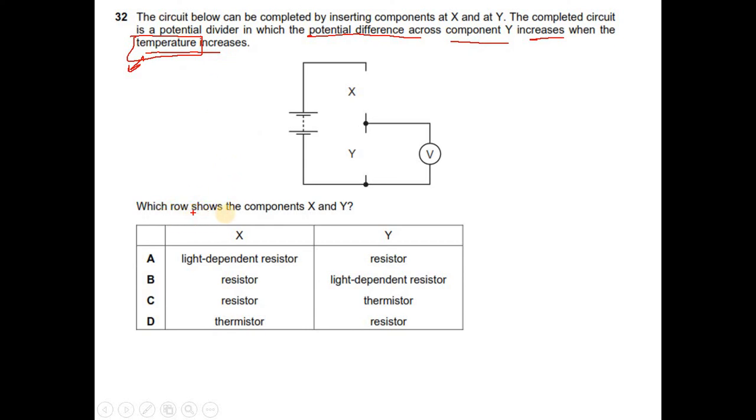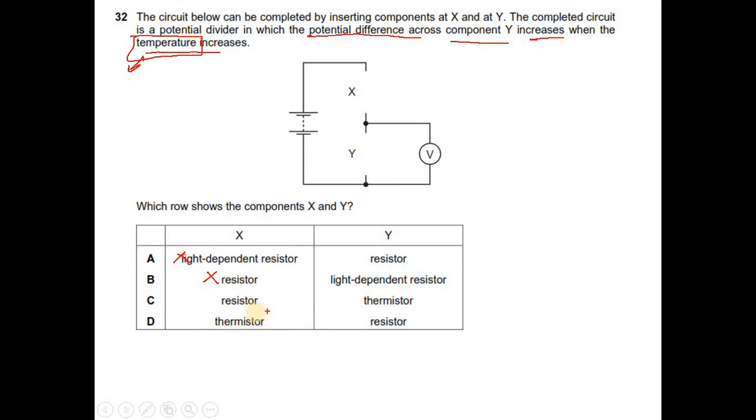So which row shows the component X and the component Y? Of course it's all about temperature change, so we must have a thermistor. Option A, thermistor is not there, cannot waste time. Option B, thermistor is not involved in the option. So A and B are immediately gone. We need to think about C and D, because in both options we have a thermistor. Either Y is a thermistor, or in option D, the thermistor is X. So we need to choose the correct position.